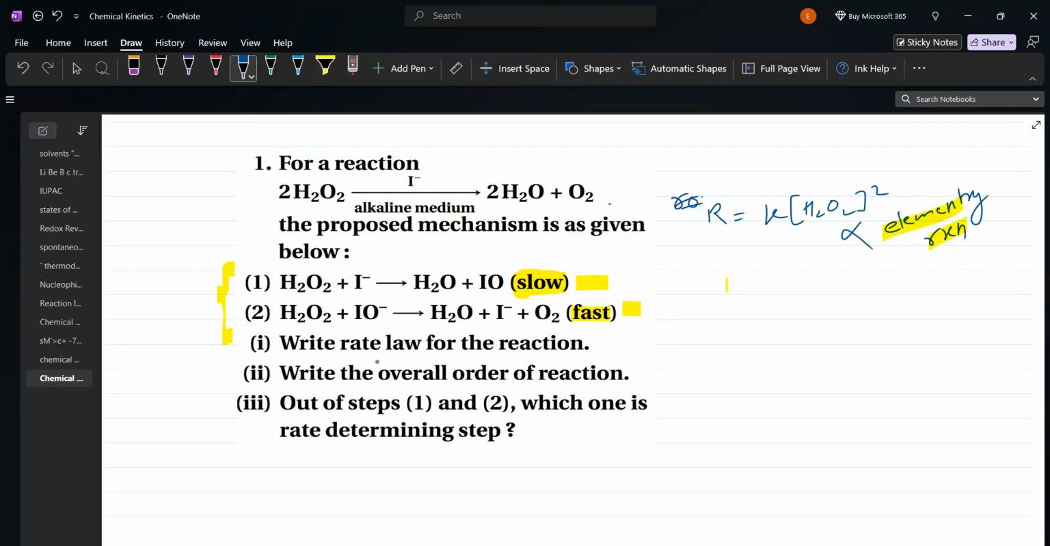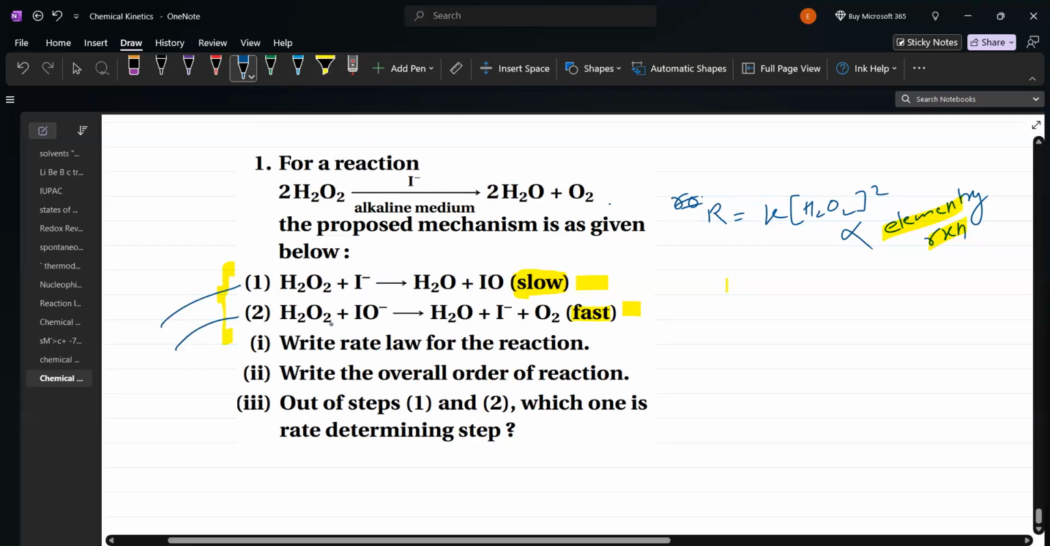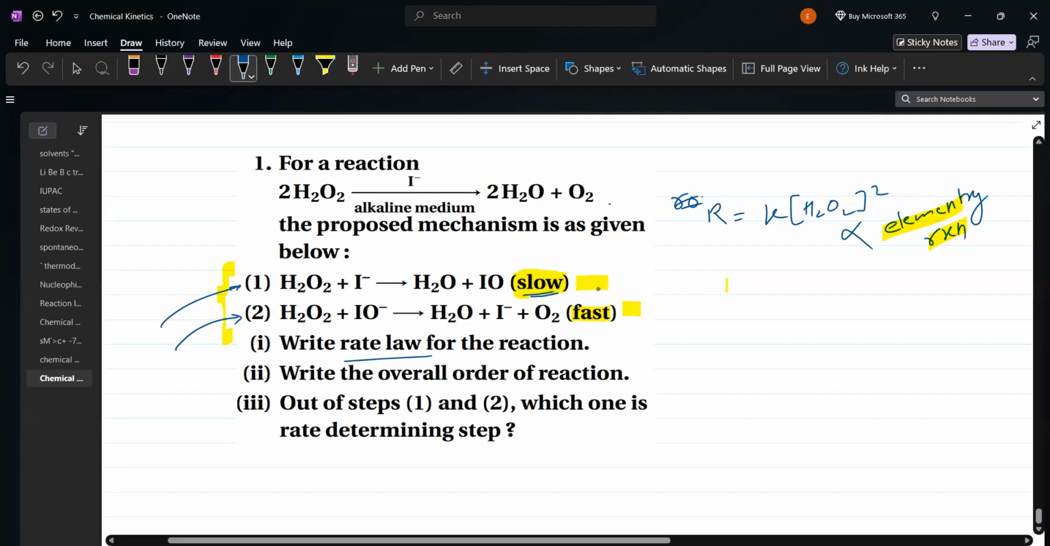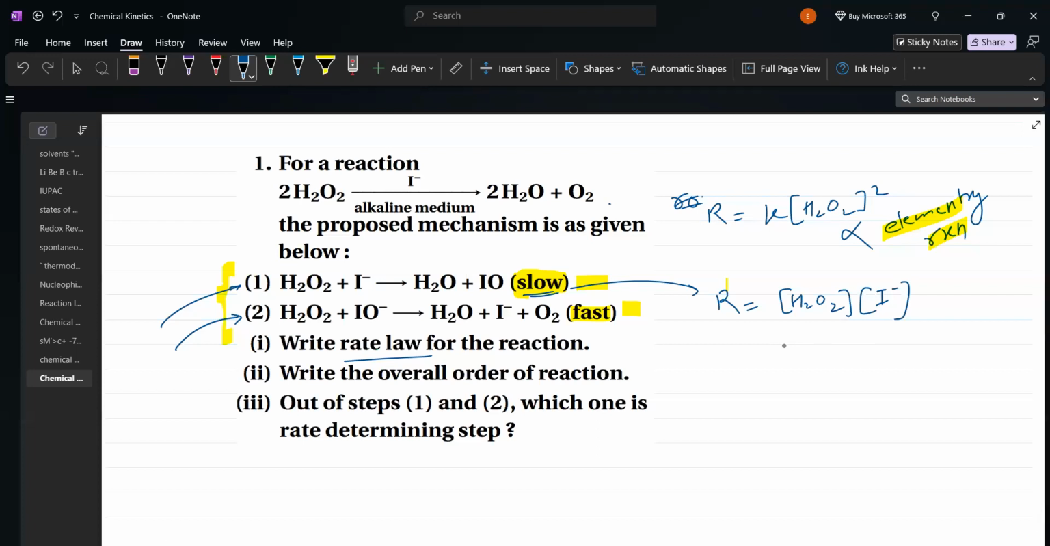So which one will we take to find the rate law of the reaction, the first one or the second one? Just tell me. First one. Rishita, are you getting this? So we will take the first one because this is the slow step. This is the rate determining step on which the rate of reaction depends. So the rate of reaction will depend on this. So what will we write here? H2O2 and I minus, each with the power of 1 only. Understood?